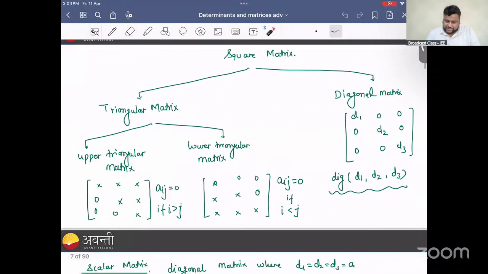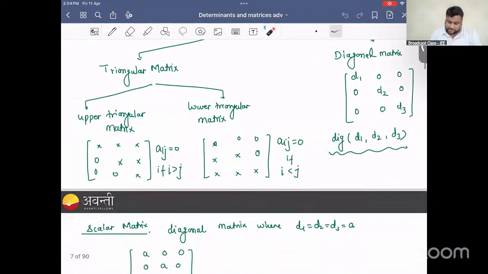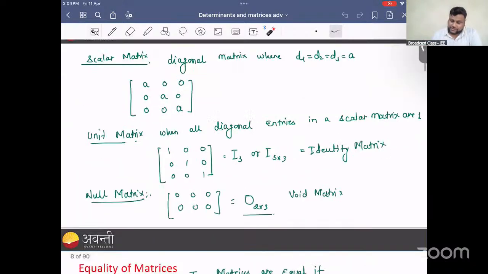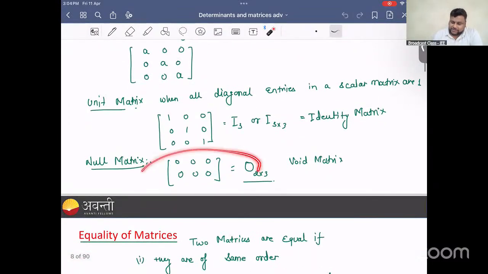Then for square matrices I taught you what is upper triangular matrix, what is lower triangular matrix, what is a diagonal matrix. Then scalar matrix, where all the diagonal entries are A. Then unit matrix, where all the diagonal entries are 1. Then I told you the feature of diagonal matrix is like 1 of the algebra. Then there comes null matrix.